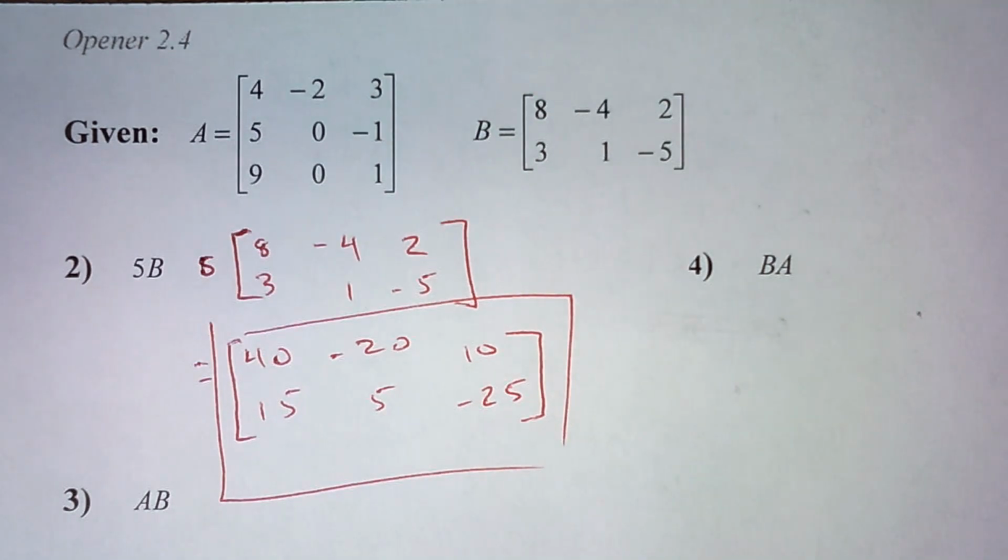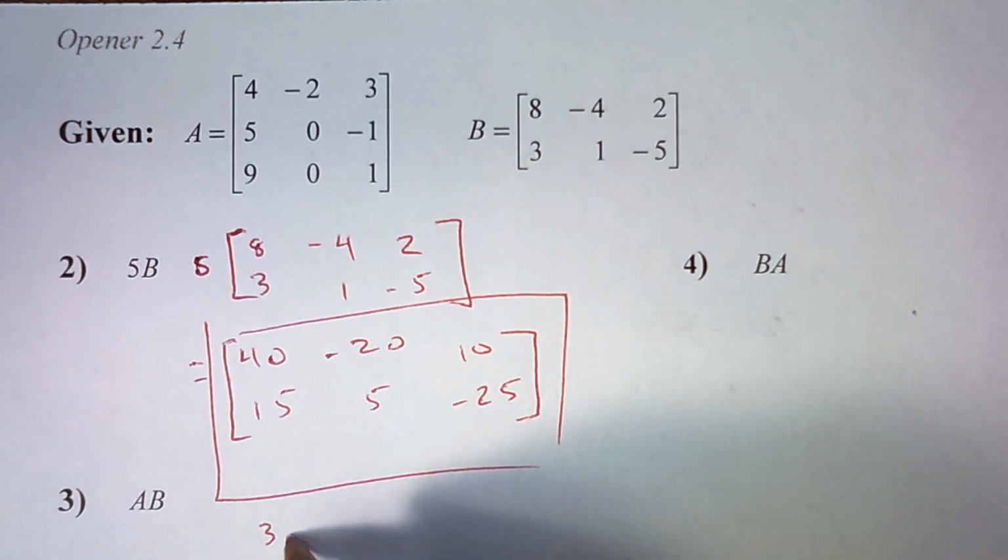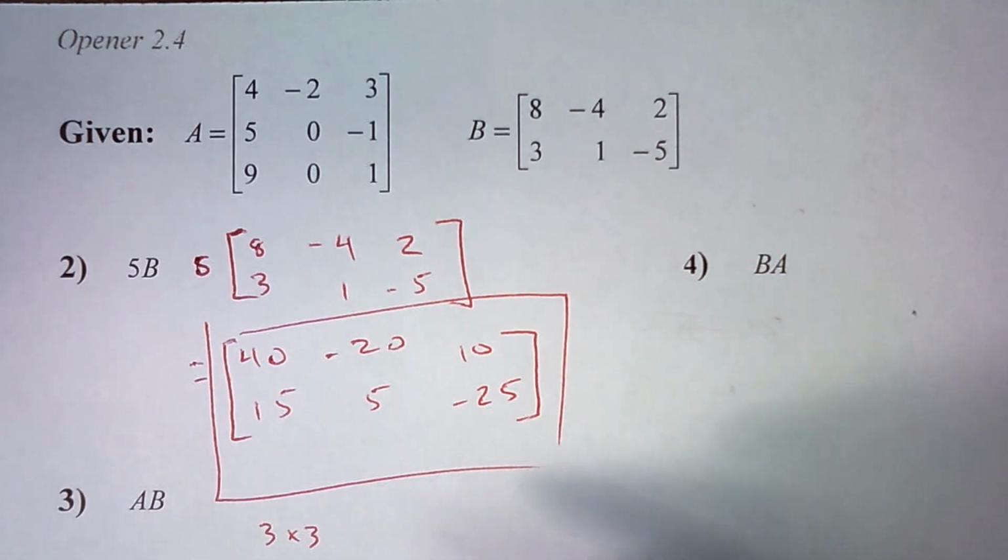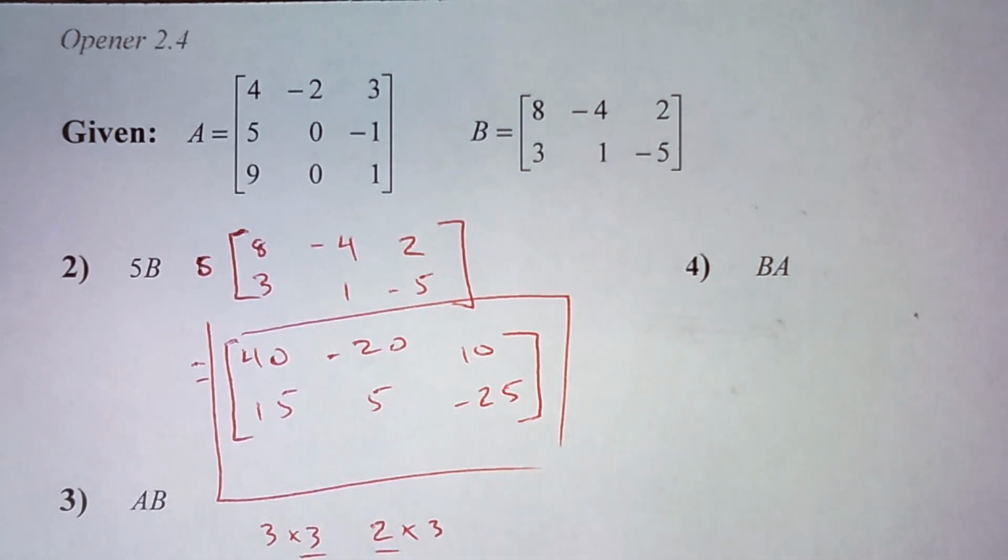Then we've got matrix A times matrix B. So matrix A, that's a 3 by 3. Matrix B is a 2 by 3, and those inner dimensions do not match. This is not possible.